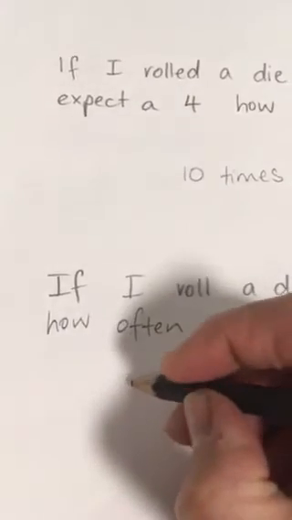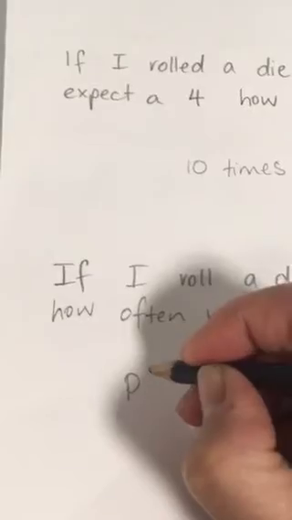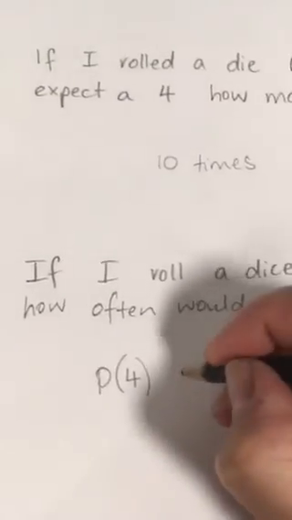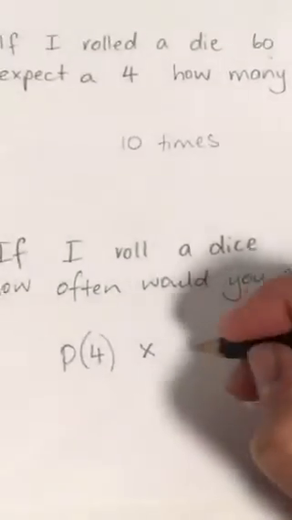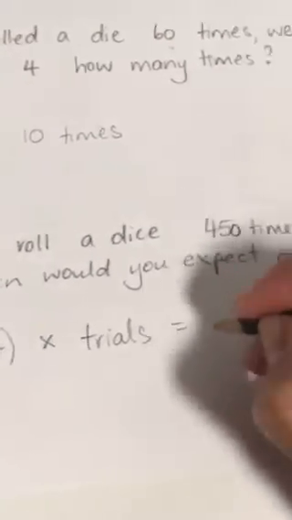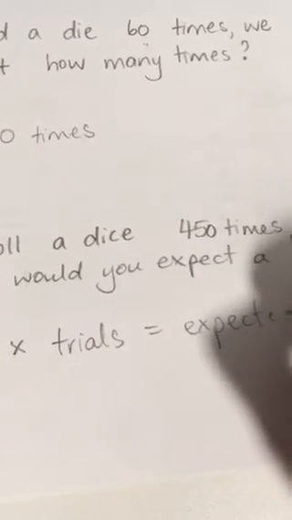Basically, it says if we start with the probability of our outcome, so in this case the probability of getting a 4, and we times it by the amount of trials, we will get our expected outcome.